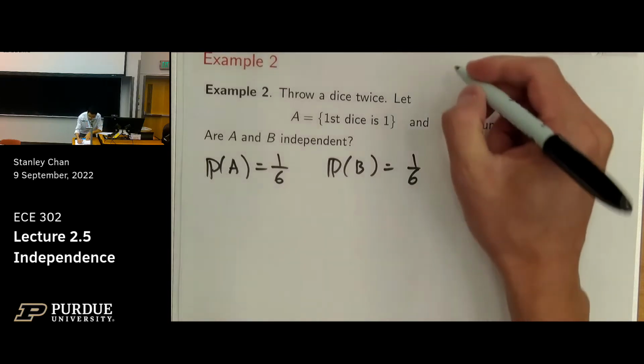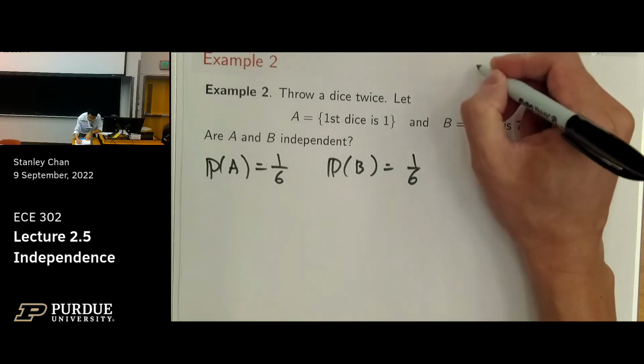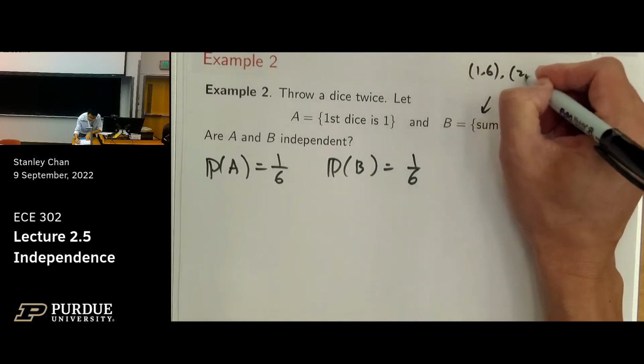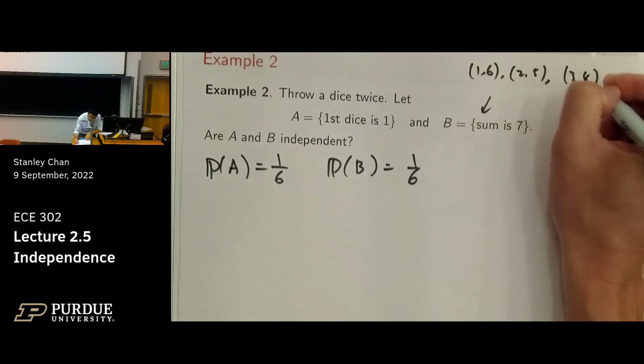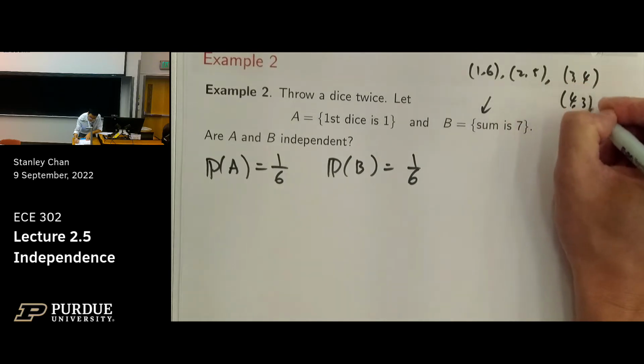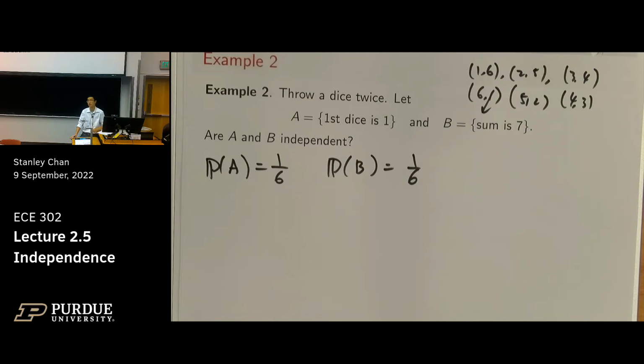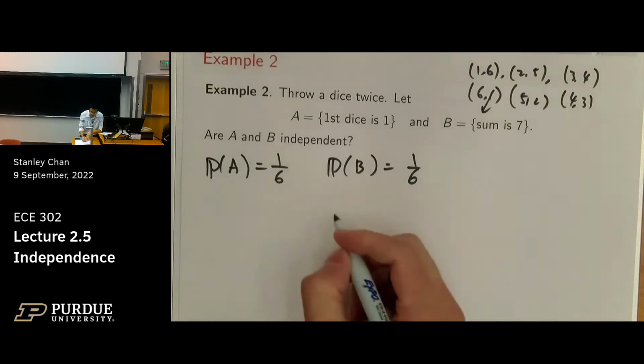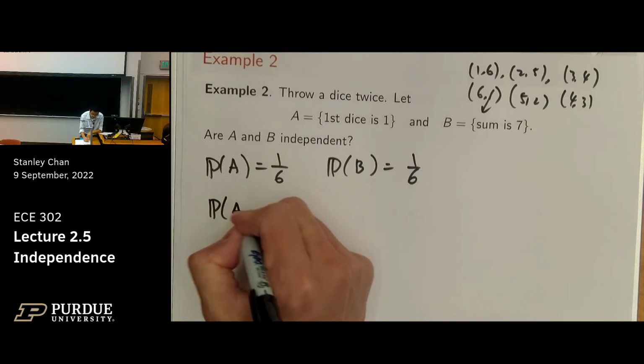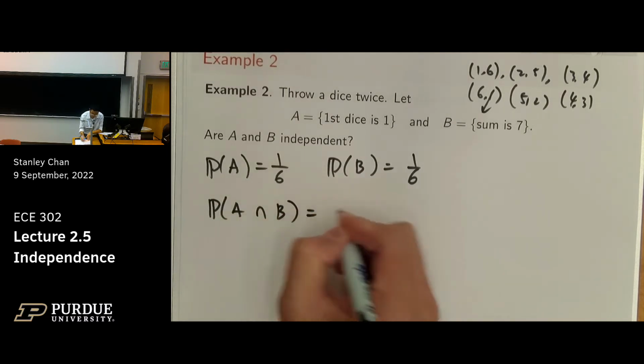Okay. Now, if you're not following, let me just write down. This is 1/6, 2/5, 3/4, 4/3, 5/2, and 6/1. Okay, 6 combinations out of 36 possible combinations. So this is 1/6. The probability of A intersect B.